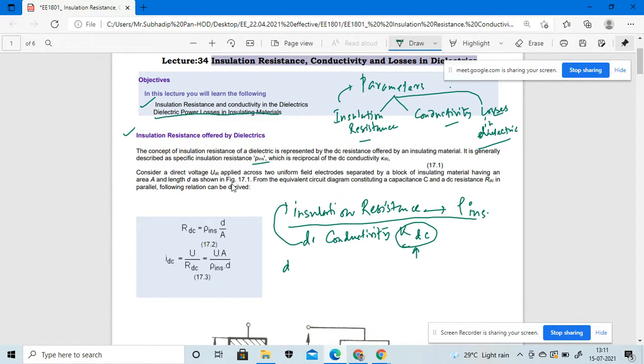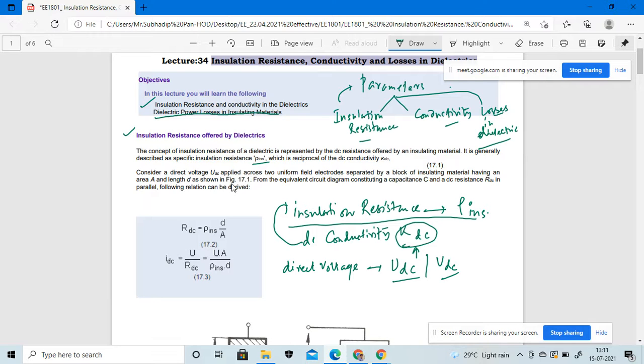Okay, so first we have to consider the direct voltage, which will be defined by U of DC, as we are considering the DC voltage. Or we can consider it to be VDC, whatever it is, depending upon your choice, across the two uniform fields of the electrodes, which will be separated from each other by a particular block of insulating material.